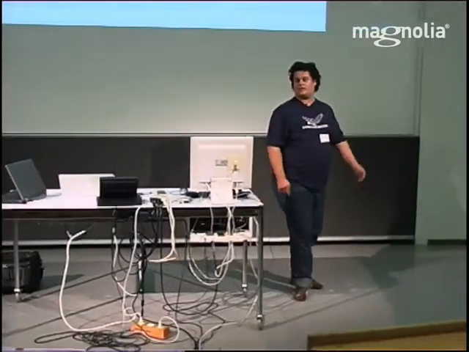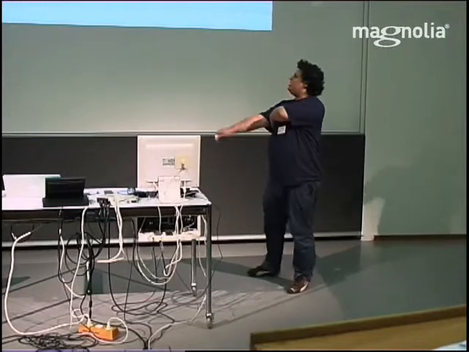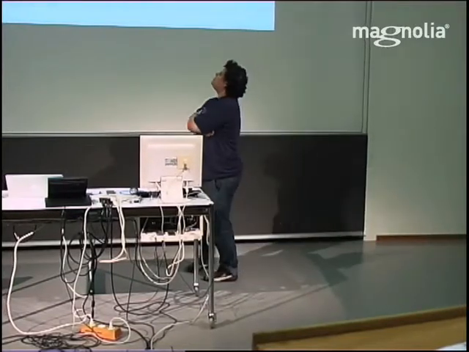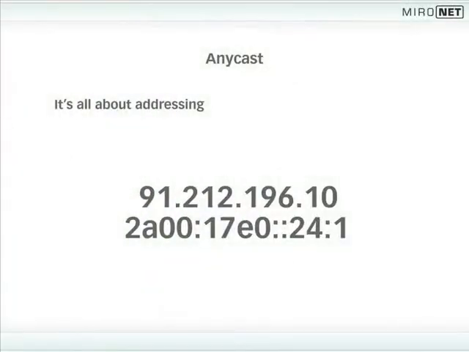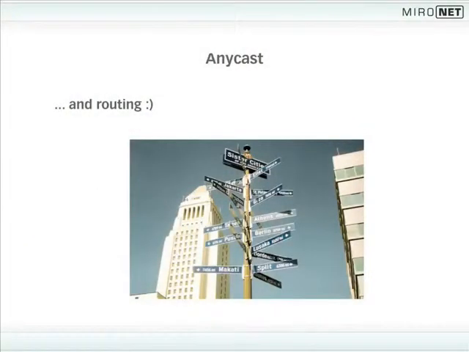Yes, what's Anycast? Anycast is, there's no magic about it. It's all about addressing. So what you need to do Anycast is a bunch of routers and addresses. What you see here is an IPv4 address and an IPv6 address. You need to get used to such things in the near future. So what you need is addresses, routing, or routers, and then you're done.